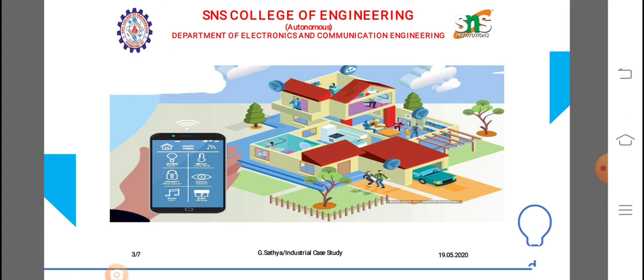Then everybody has a question: which IoT platform is best? The most popular IoT platform in 2020 is Google Cloud Platform, then Oracle IoT, Microsoft, IBM. These are all the best IoT platforms. So does IoT have a future?